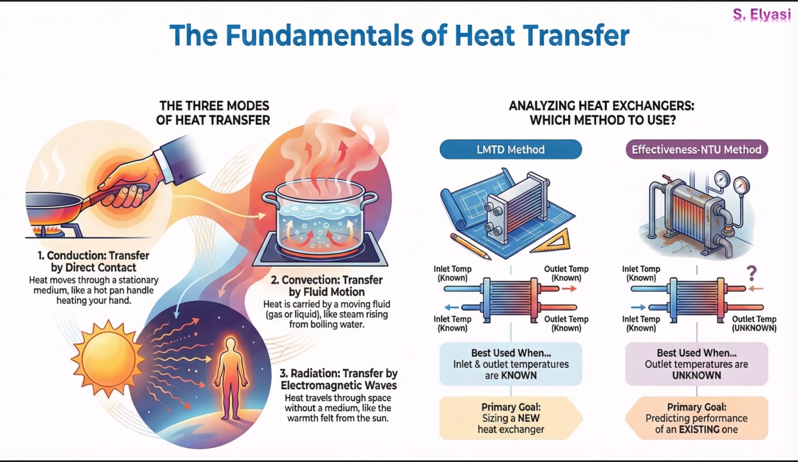All right, second, the guide dives into the two main methods for actually designing these systems. And which one you use, it all comes down to the data you have. If you know all the inlet and outlet temperatures, you're going to use the LMTD method. The whole point there is to size a brand new heat exchanger. But if your outlet temperatures are a mystery, you switch to the Effectiveness-NTU method. That's all about predicting the performance of an existing one. So yeah, getting a handle on these modes and methods is just critical to manipulating energy in pretty much any system you can think of, mechanical or natural.